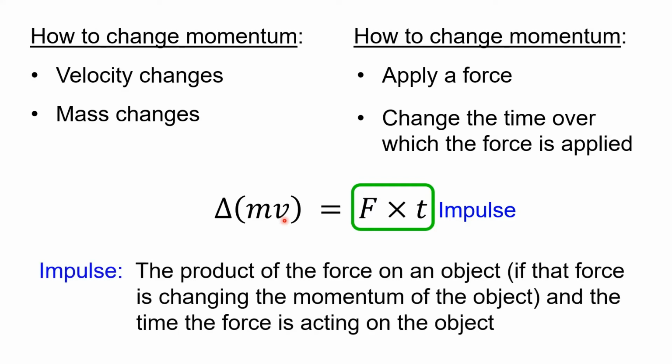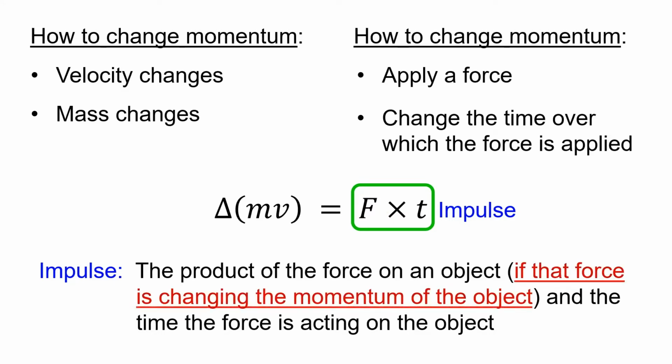Impulse is defined as the product, meaning multiplication, of the force on an object, if that force is changing the momentum of the object, and the time the force is acting on the object. The book talks about impulse quite a bit. I don't use it as much, just because force times time is more meaningful to me than just calling it impulse. But it is a well-known topic in physics, so I want to highlight that.